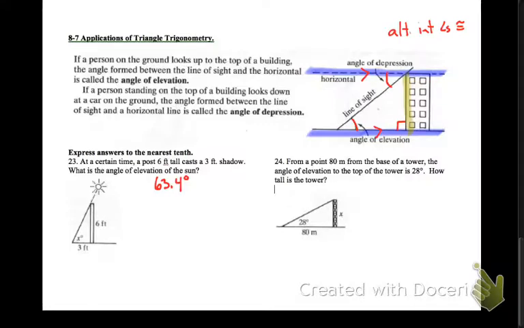What answer are you getting? If you didn't, you've got to be pausing the video to do this, y'all. But the answer is 42.5 meters.